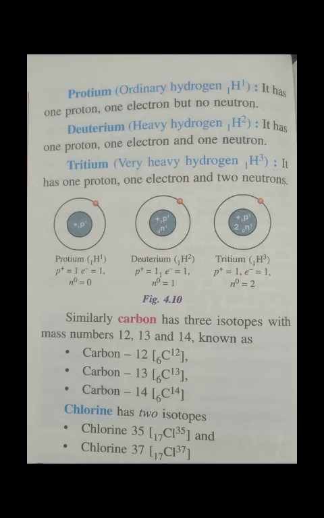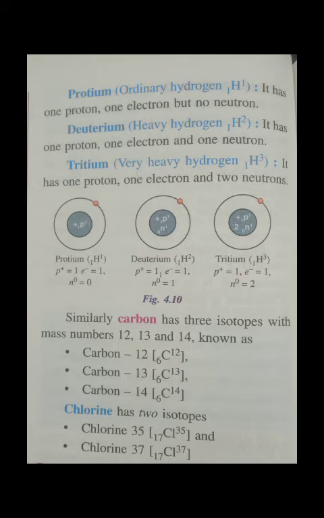So 1 plus 2 will give you a total mass number of 3. Here in protium the mass number is 1 only. In deuterium the mass number is 2. Tritium has mass number 3. Right? Similarly, carbon has 3 isotopes with mass numbers 12, 13, and 14, known as carbon 12, carbon 13, carbon 14, because the atomic number in all three cases remains 6.